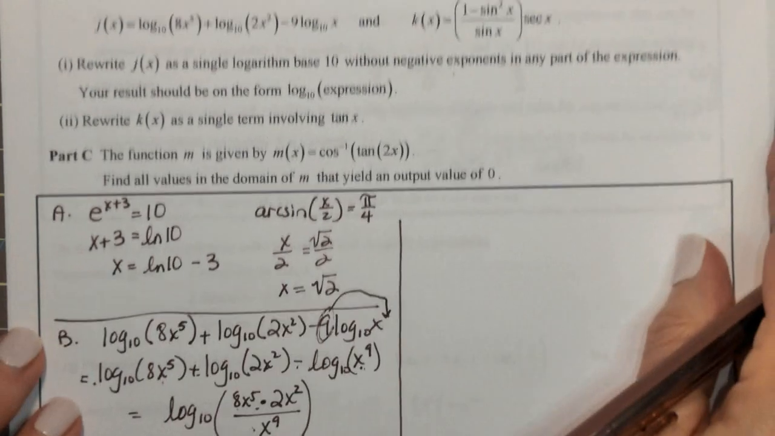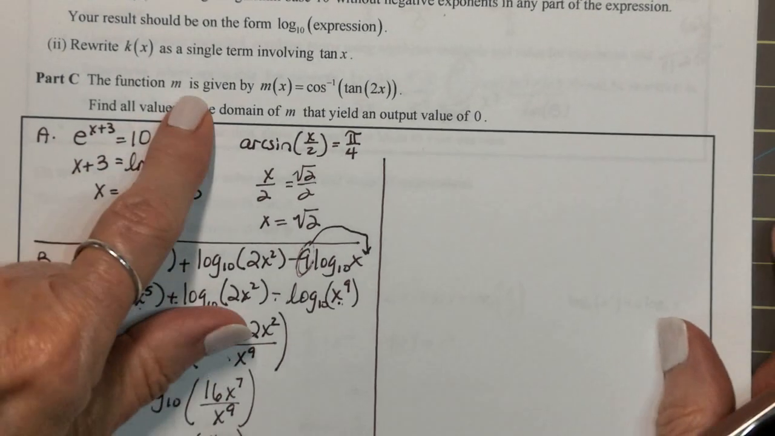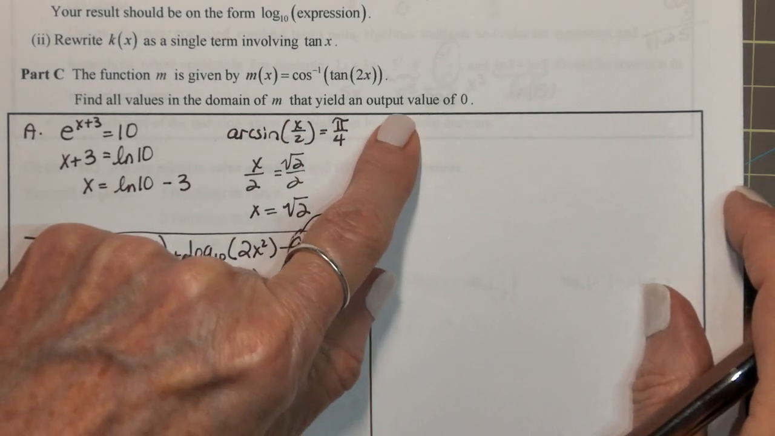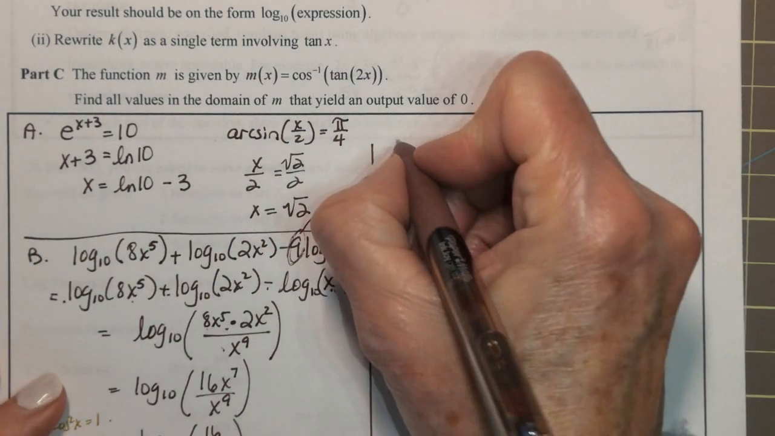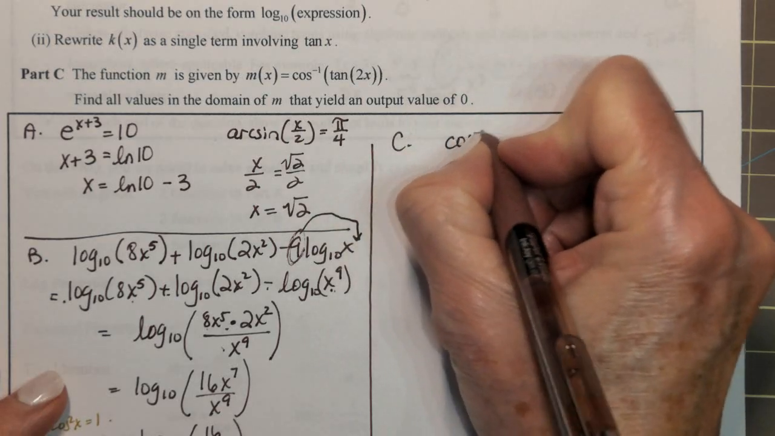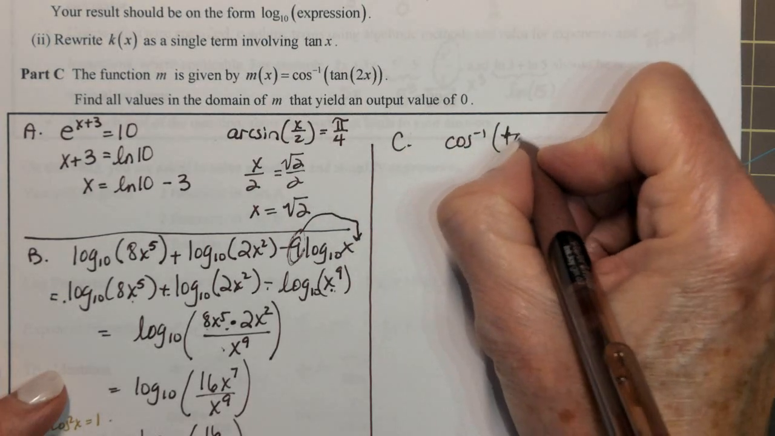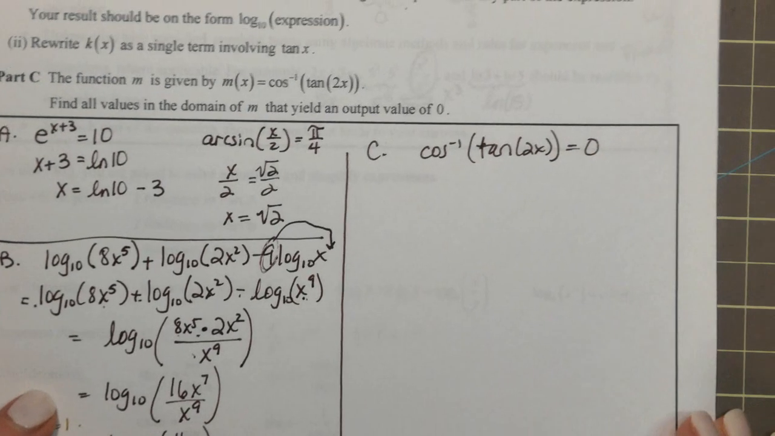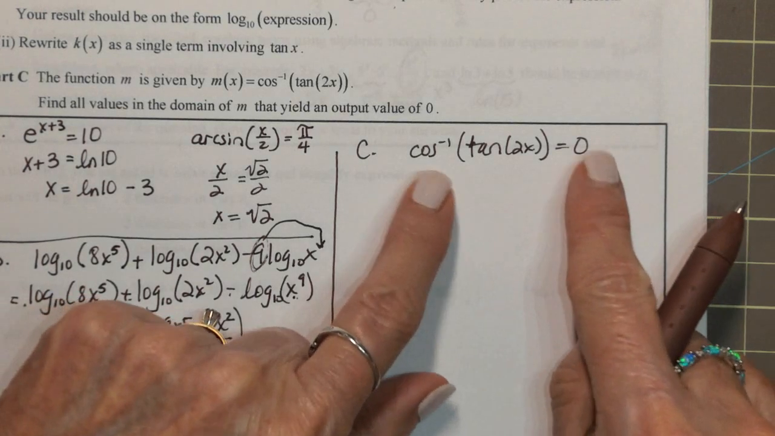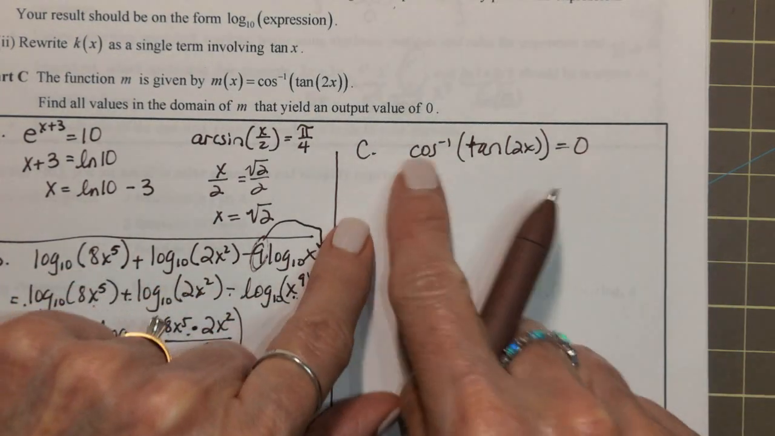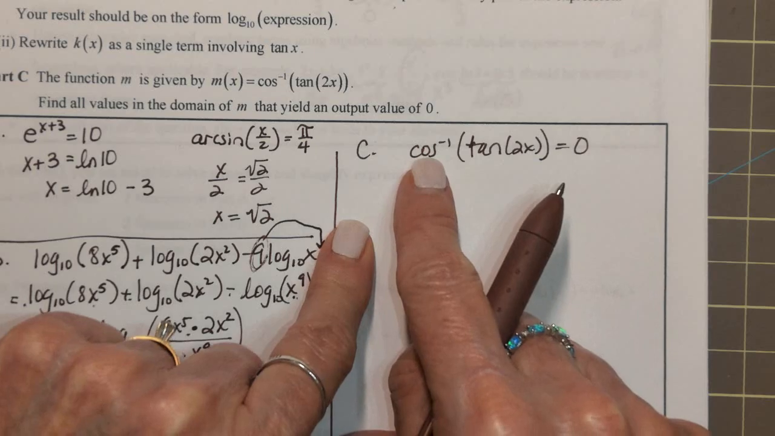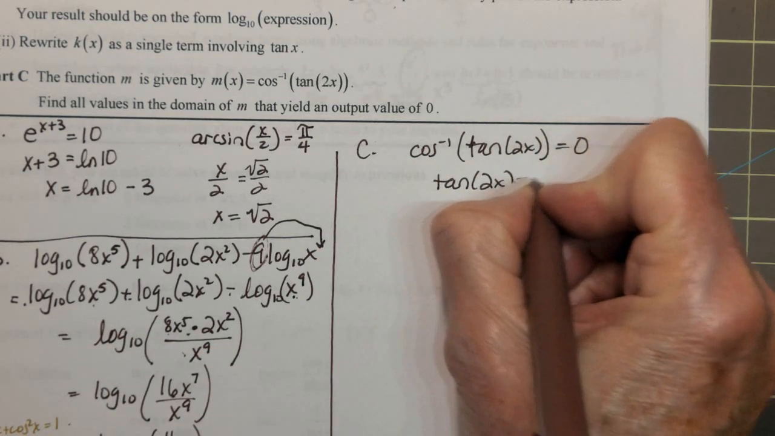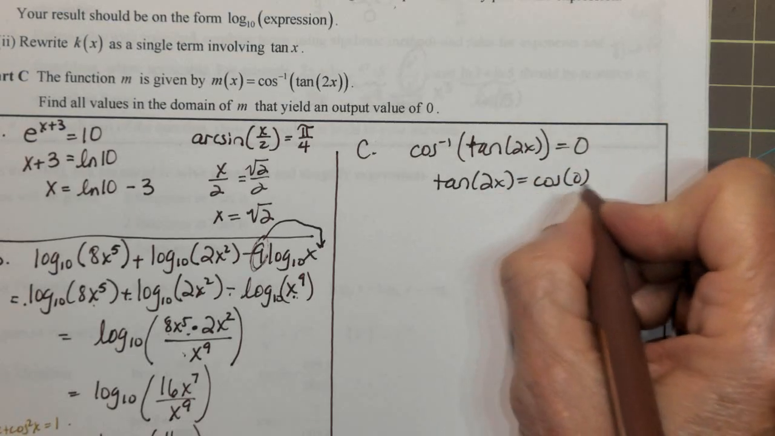Alrighty. Part C. Here's another function m. Find all the values in the domain of m that yield an output value of 0. Cosine inverse of tangent of 2x is equal to 0. I'm going to begin by taking cosine of both sides, which will get rid of this inverse cosine. Cosine of 0 is 1.